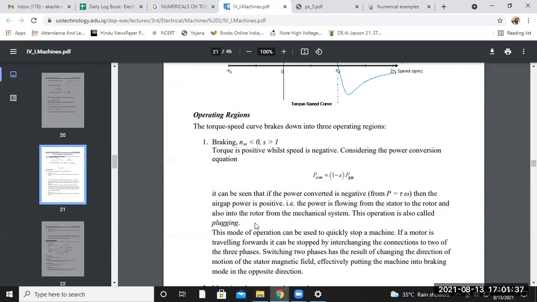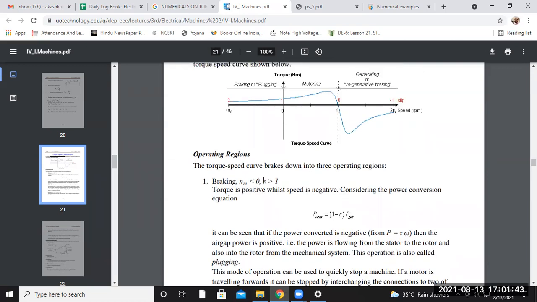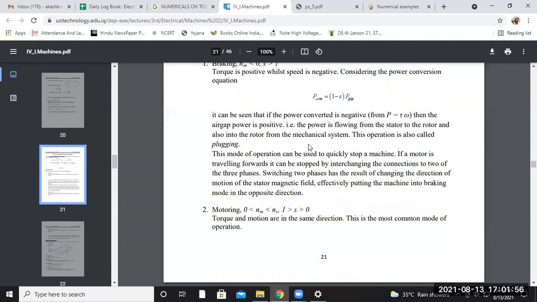That is, if slip is greater than 1, then it is known as plugging or braking. When slip is less than 0, then it is named regenerative braking or the generating mode. So for that purpose, it is named plugging.